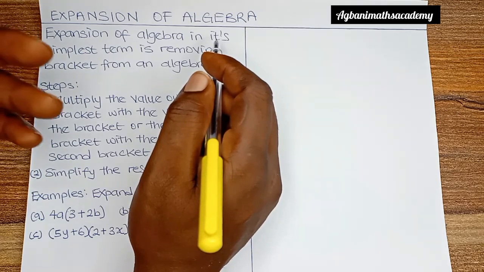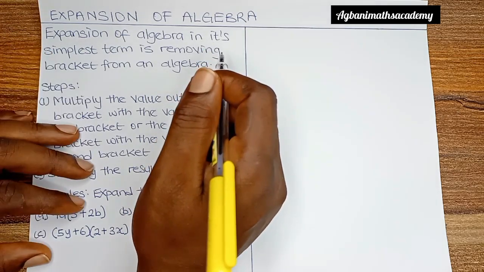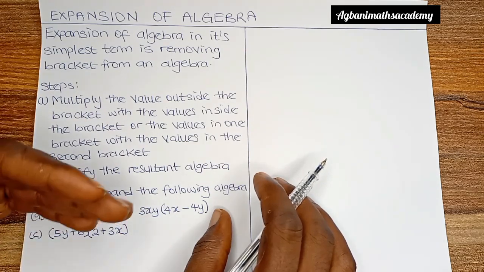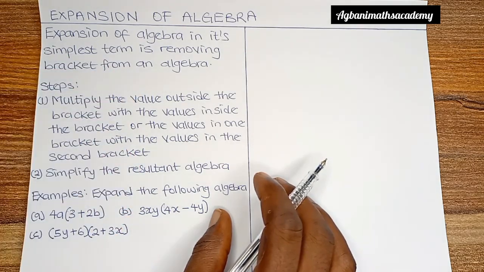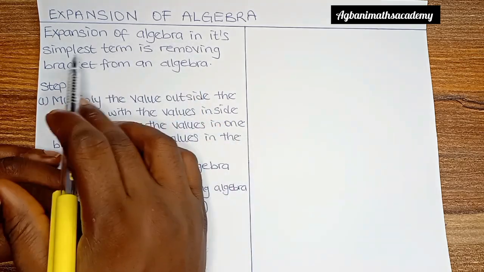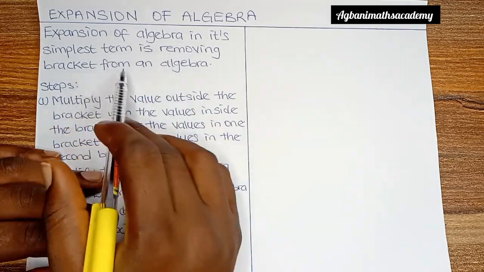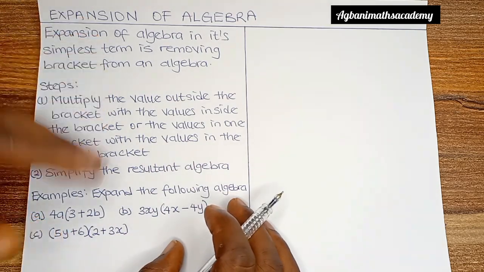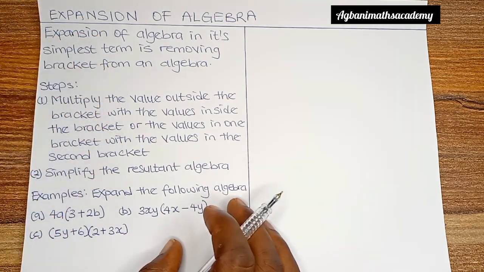In a previous video we looked at factorization of algebra and also factorization by grouping. Expansion of algebra is actually the opposite of factorization. In its simplest term, it is removing brackets from an algebra. So while factorization is the introduction of brackets, expansion of algebra is the removal of brackets.